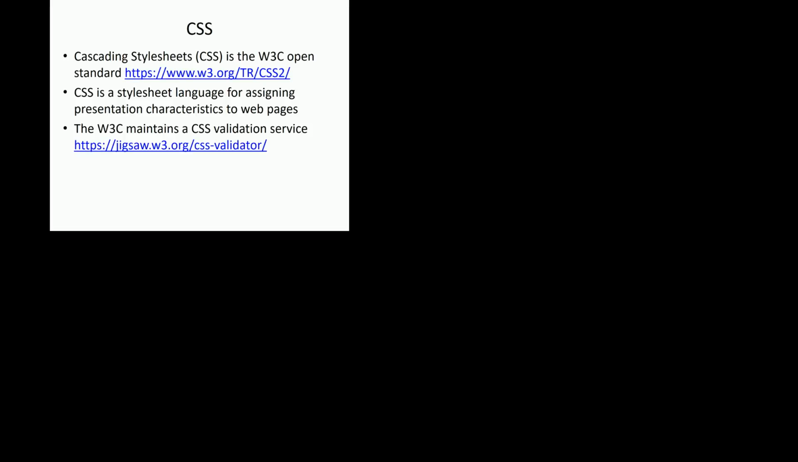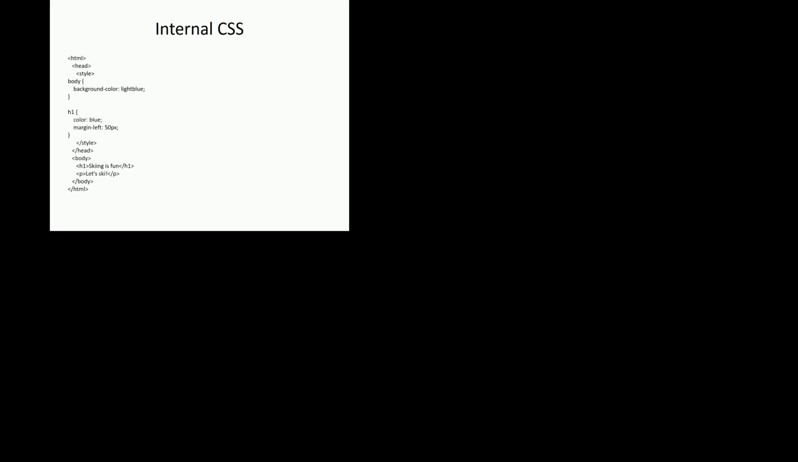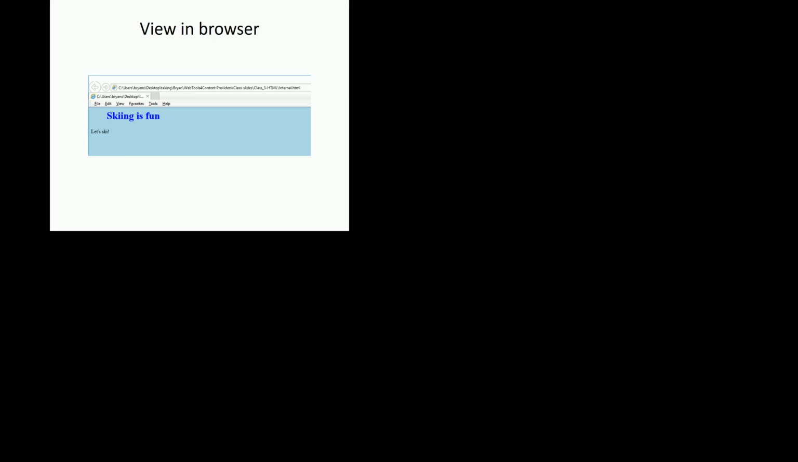Cascading style sheets are a W3C open standard. CSS is a style sheet language for assigning presentation characteristics to web pages. There's also a validation service that you can go to to make sure that your CSS is valid. So you can have internal CSS or external CSS. Internally, you would use the style element, or externally, you would use the link element. So here's kind of how that works. If we have internal CSS right here in our HTML file, we have our style element, open tag, close tag, and then we have our cascading style sheet instructions within that style sheet.